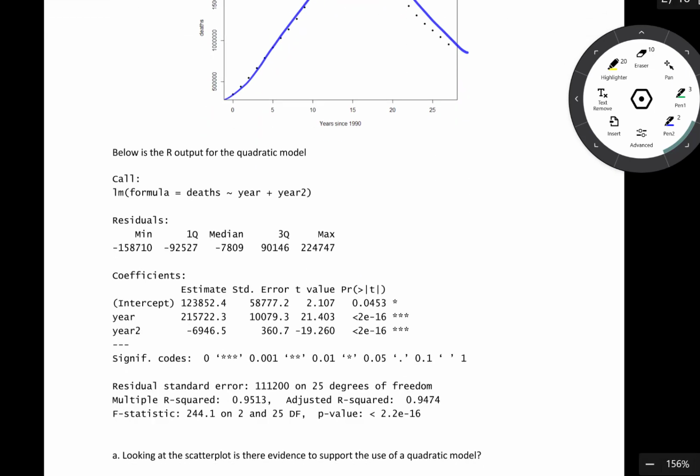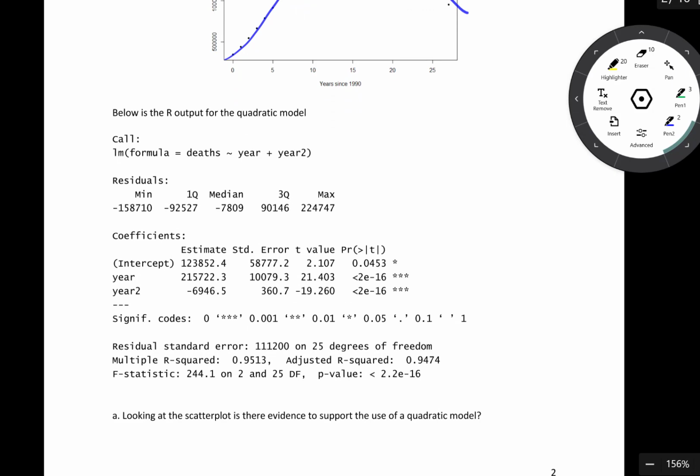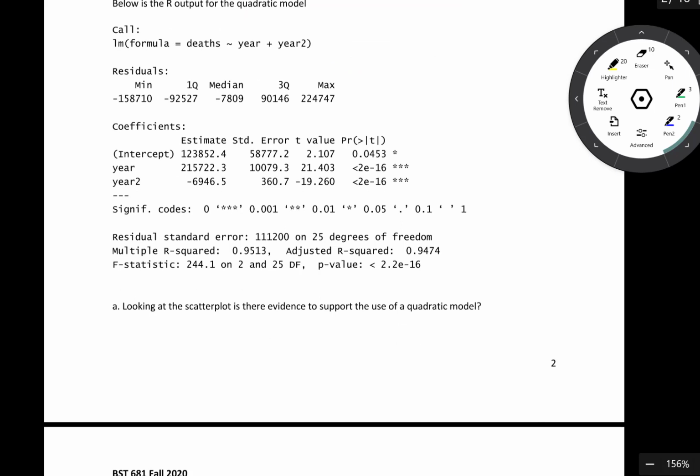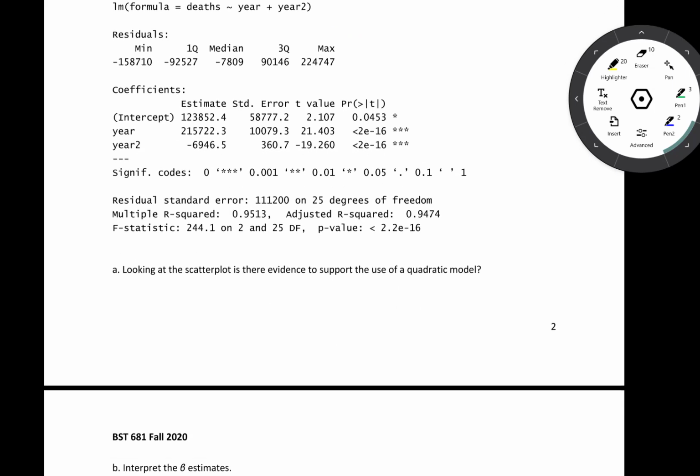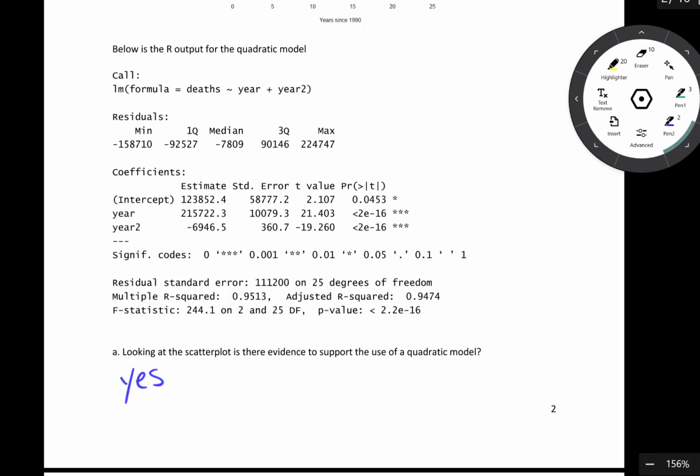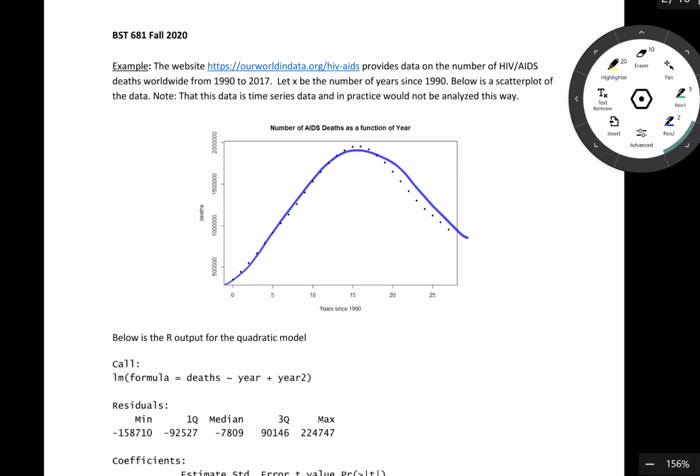So here what I've done is I have fit that quadratic model that we just saw above, and this is the R output. And so our first question is, looking at the scatter plot, is there evidence to support the use of the quadratic model? And the answer here is obviously yes. Again, we can look at this scatter plot and we can see that there's an obvious curvature there in the data.